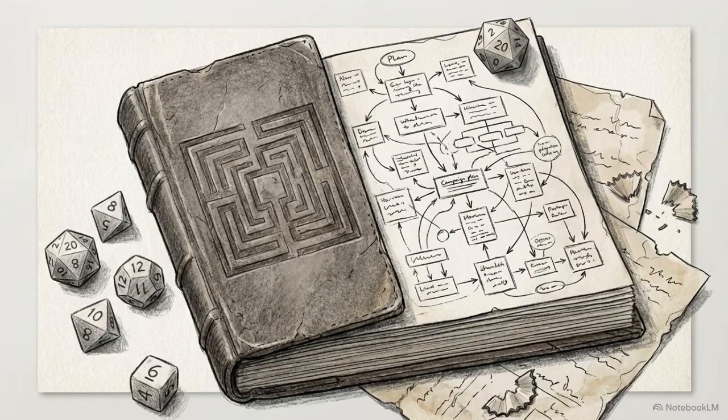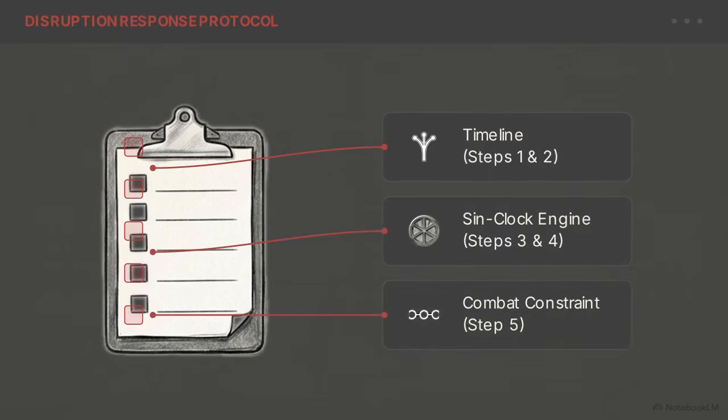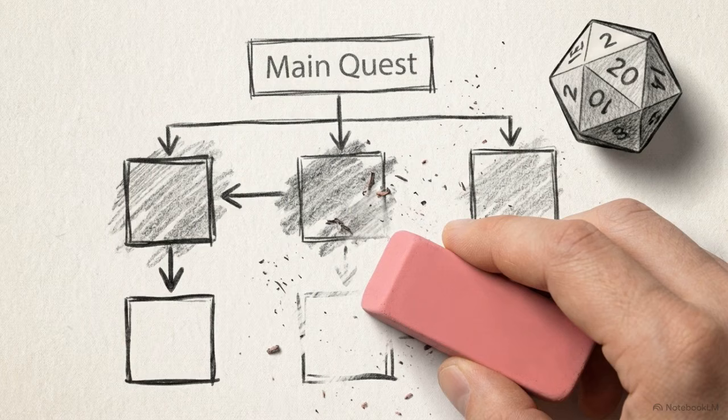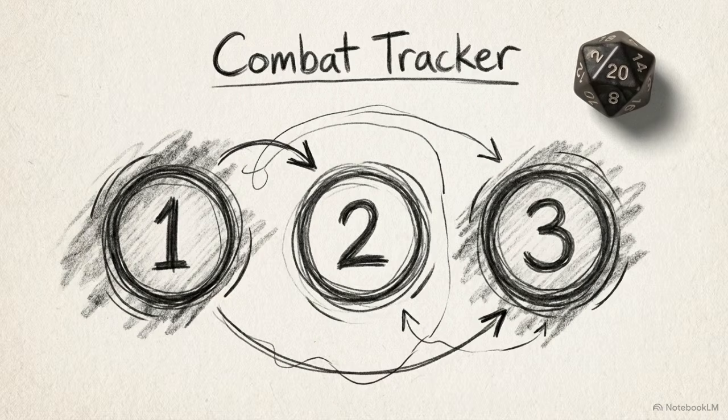It is a specific procedure from the Whitman Method designed to handle table-breaking chaos without requiring you to be an improv genius. Looking at this protocol, we will build 3 reliable tools by the end of this video. You will learn to reset your world's timeline, generate a rapid, irrational response from your villain, and lock any resulting combat into a strict 3-round constraint.